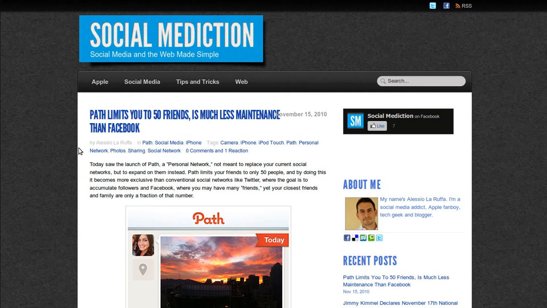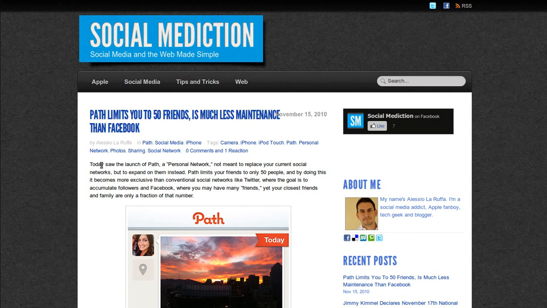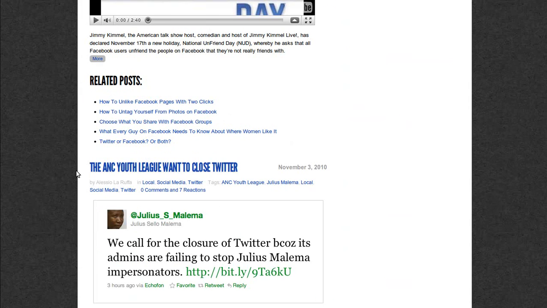So having some kind of system like that in place allows you to draw people in, rather than if they see a headline like "Path limits you to 50 friends, is much less maintenance than Facebook", they don't think much of that because they're not interested in Path or don't know what it is, and they don't bother scrolling, so they don't see anything else. Or even if they do scroll, they might see, Jimmy Kimmel declares November, blah blah blah, that doesn't sound interesting, I don't know who that is, ANC Youth League, that has nothing to do with me, and so they go away because they haven't got anything to keep their attention.